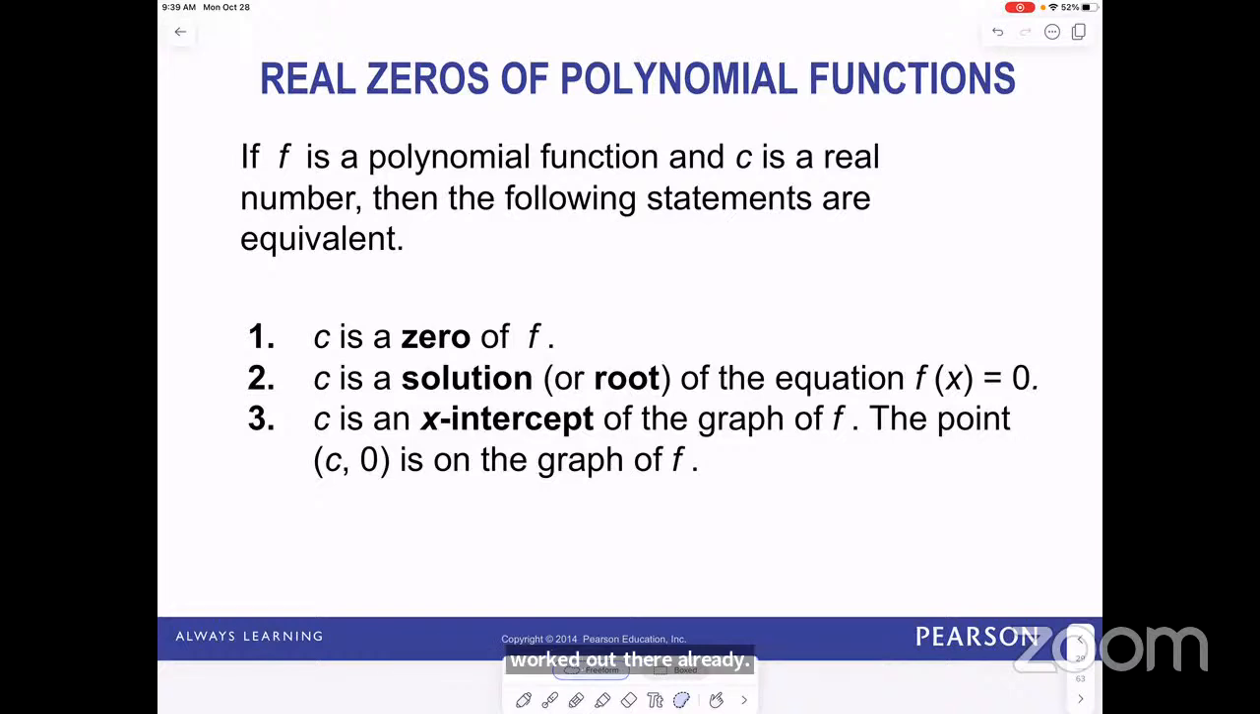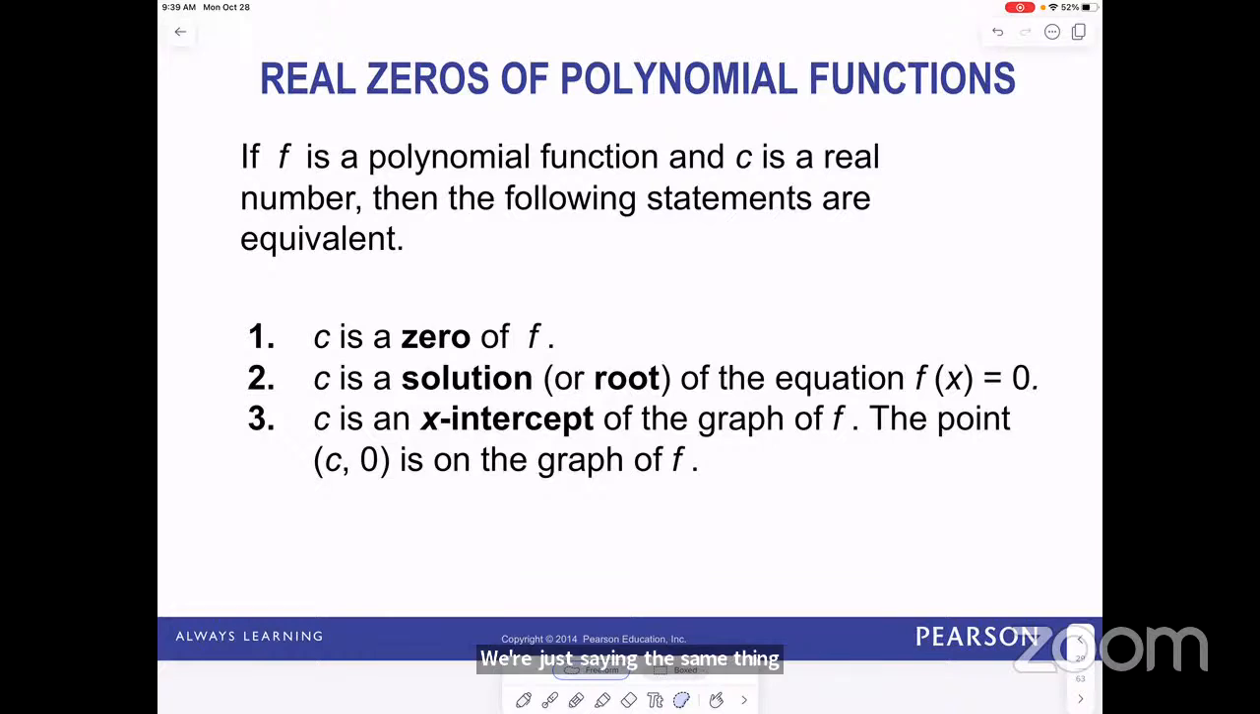So real zero of a polynomial function. If f is a polynomial function and c is a real number, then the following statements are equivalent. If you ever hear us say c is a zero of f, that's the exact same as c is a solution or root of the equation f of x equals 0, which is the exact same as c is an x-intercept of the graph of f. The point (c, 0) is on the graph of f, right? So the x-intercept, a solution, a root, or a zero, we use these terms interchangeably. They're all equivalent. They all mean the same thing. We're just saying the same thing essentially 3 or 4 different ways.